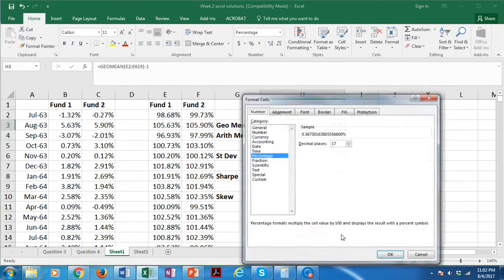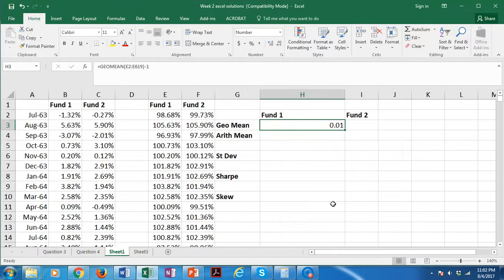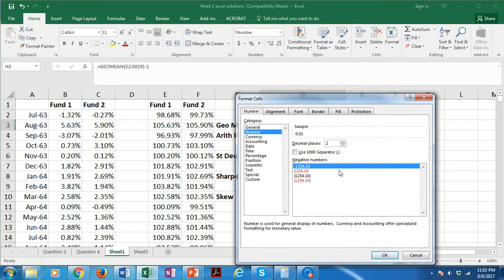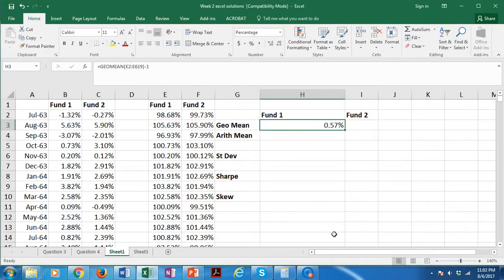Let's change it to 2 digits, and percentage. So it's 0.57%. Now if we do the same for fund 2, we just scroll it to the right and it's 1%. So that's requirement A.